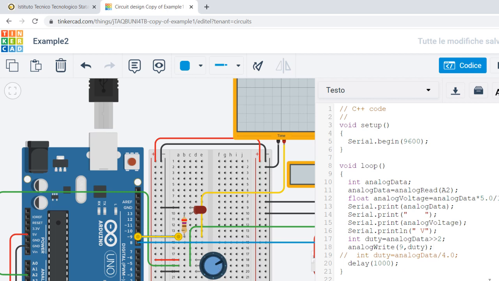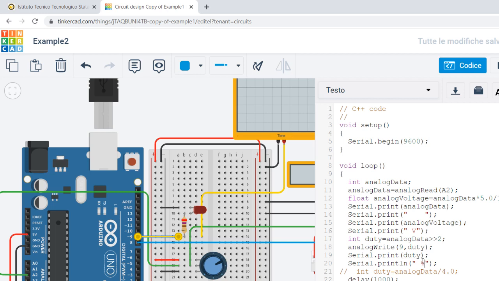So we can print also the duty cycle. So here we have print the voltage. Now we print the duty cycle on the same line. So new line just at the end. So we print the duty in this way. And here the measurement unit is a percentage.